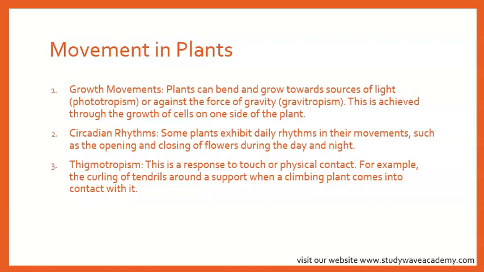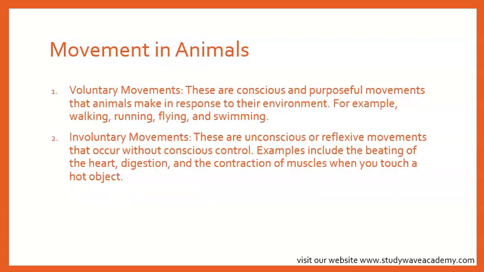Good. So next we're going to be looking at movement in animals. Okay? Movement in animals. Animals move a lot, and there are two types of movement: voluntary movements and involuntary movements. Okay?